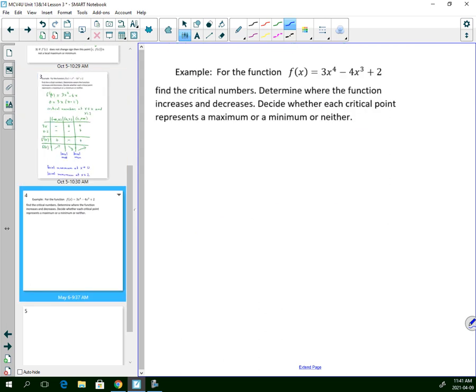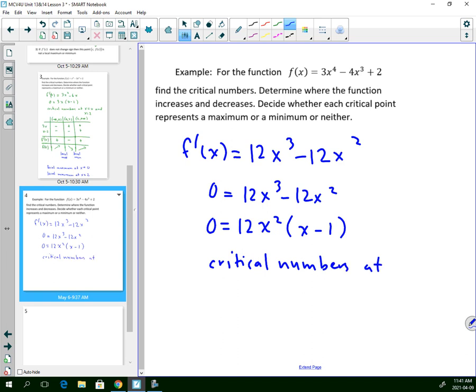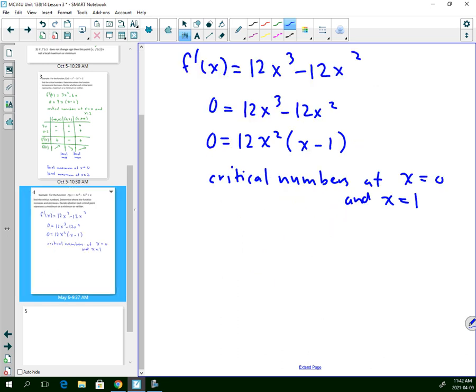So here we have a different function, 3x to the power 4 minus 4x to the power 3 plus 2. We'll start out by finding the derivative, which would be 12x^3 minus 12x^2. We will set it equal to 0 and factor. I see a common 12 and an x squared. And therefore we have critical numbers at x equals 0 and x equals 1.